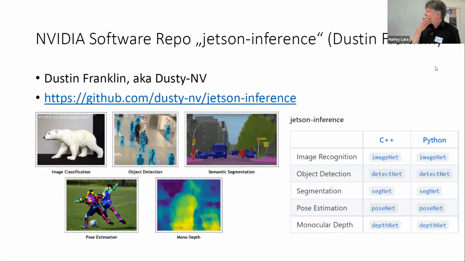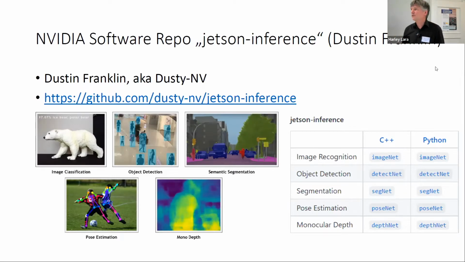And so the different levels or kinds of image analysis are given in these five images. On the first one, you see a polar bear. The image classification simply tells you, on this image there is a polar bear, right? But it doesn't tell you where it is. So you don't get a bounding box or anything. The next level would be object detection. That means you get bounding boxes around known objects.